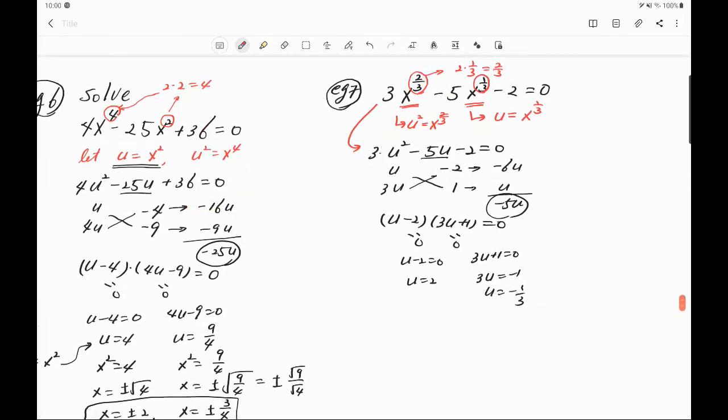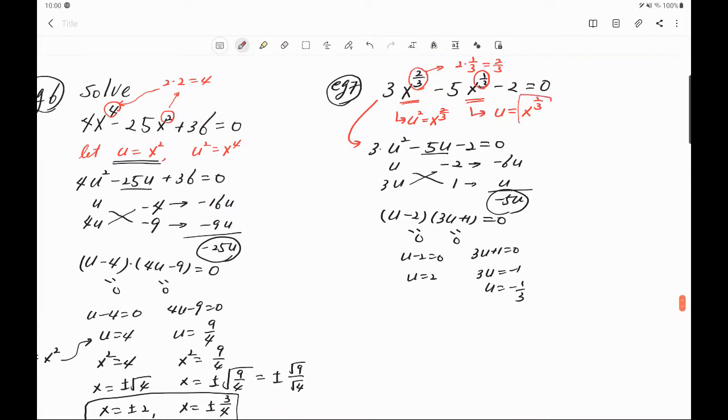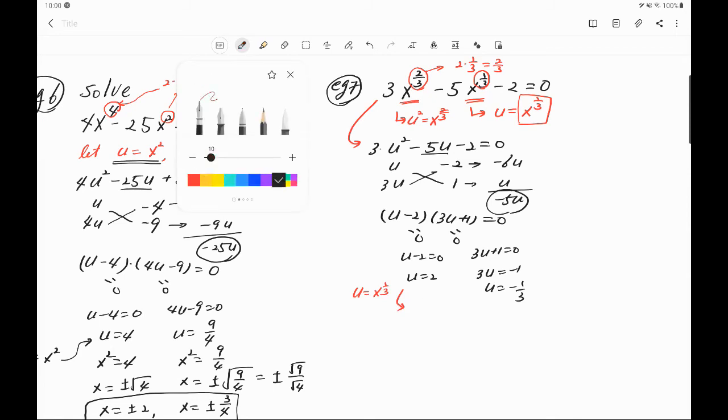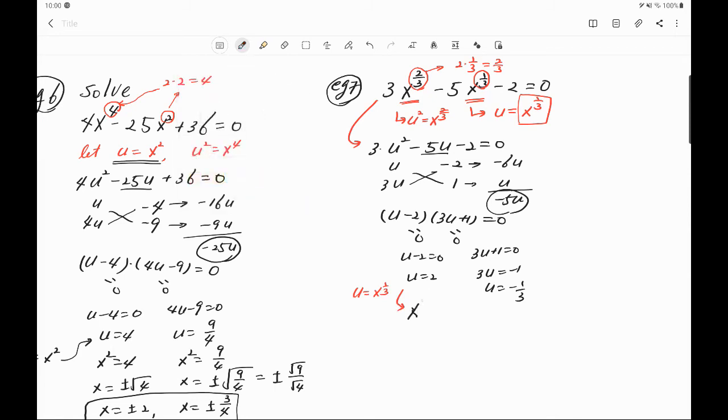So from here, let's put back, replace u with what? This one, right? X to the 1/3 power. So since u equals x to the 1/3 power, this equation will become x to the 1/3 power equals 2. All right, then we cube each side, right? Cube each side. So x equals 8.